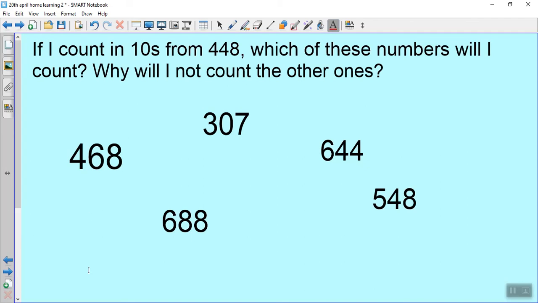Okay, challenge for you here. If I count in tens from 448, doesn't say whether I go up or down, so it could be either. Which of these numbers will I count? Why will I not count the other ones? So if I started counting forwards in tens from 448, which of these will I count? Which of them will I not count? And why will I not count them? Pause the video and see if you can have a think.